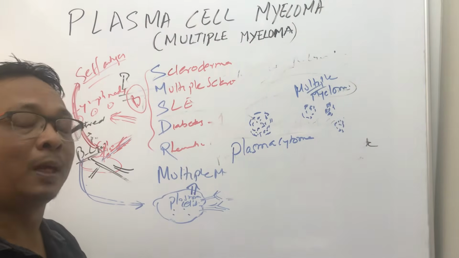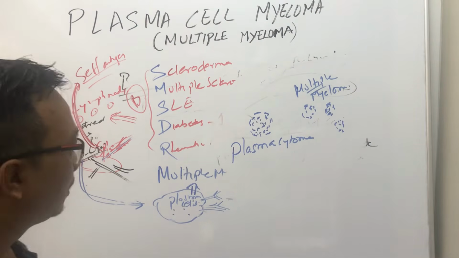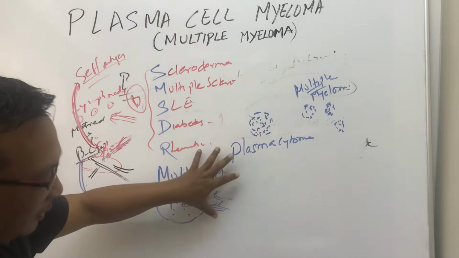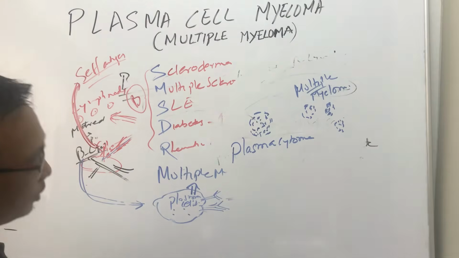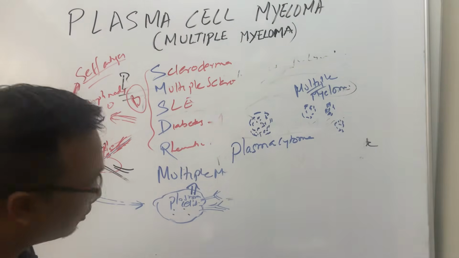So myeloma, what is myeloma? It is a plasma cell neoplasm. Okay. So when there is a problem in the plasma cells, then multiple myeloma develops, which is very commonly associated with amyloidosis, and there is Waldenstrom's.